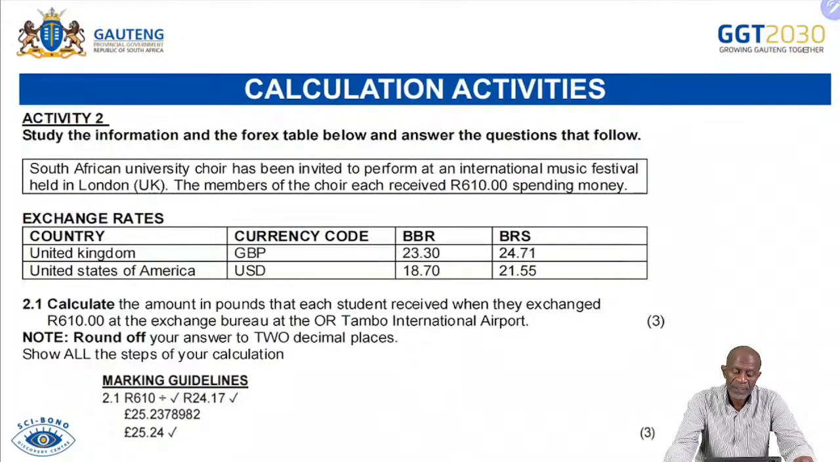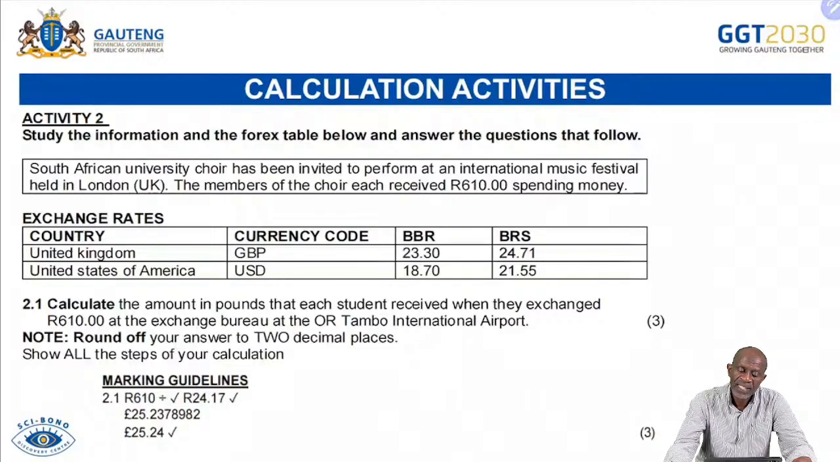Let's look at this activity just to test our understanding. It's Activity 2: study the information and forex table below and answer the questions that follow. The South African University Choir has been invited to perform at an international music festival held in London, that is, the United Kingdom. The members of the choir each received 610 rand spending money.